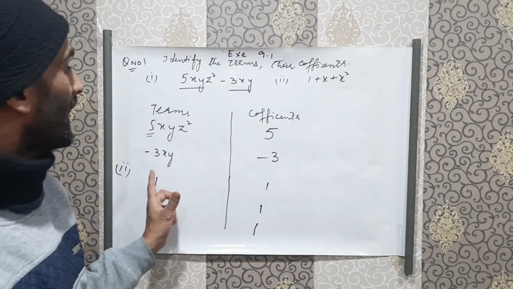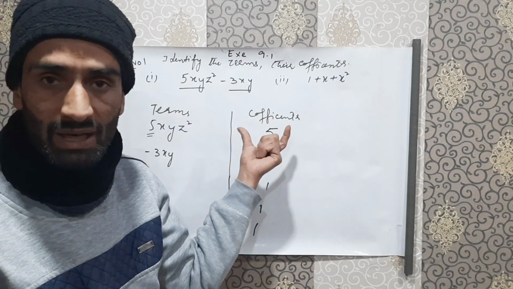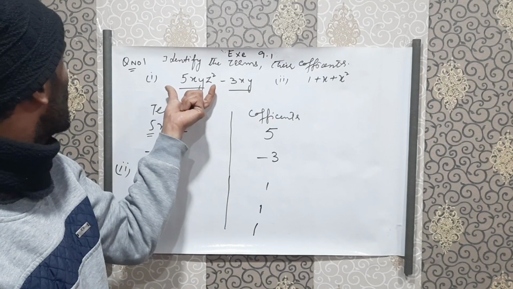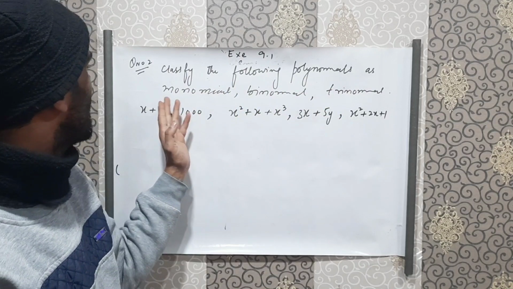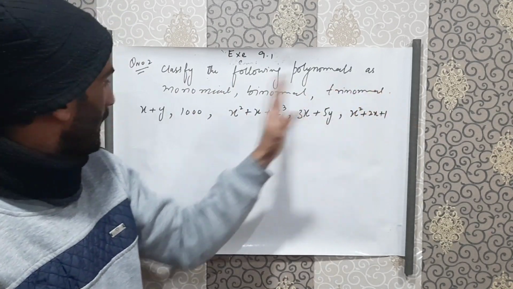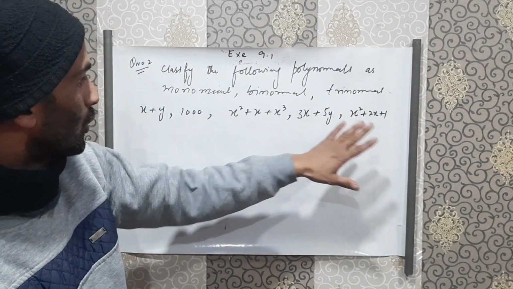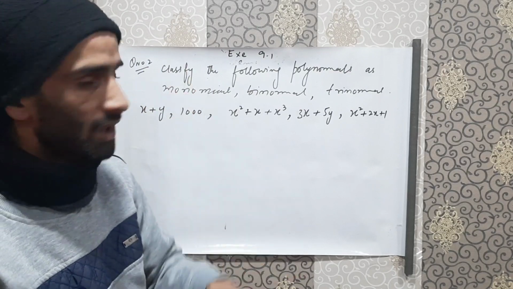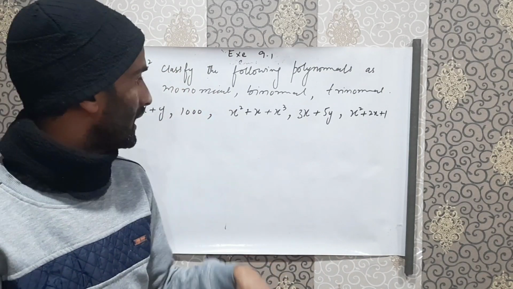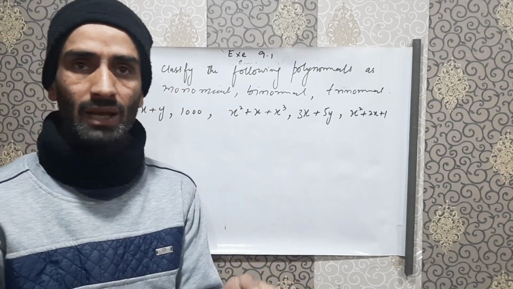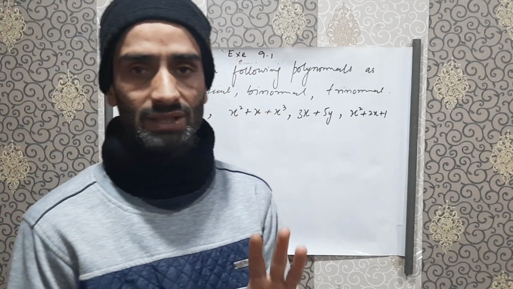This way, we can identify the terms and coefficients of algebraic expressions. This is question number 1. Now, the second question: classify the following polynomials as monomial, binomial, trinomial. I have written the polynomials myself. There are other polynomials in the book, but we have to learn here how to classify. We already learned in the previous lecture monomial, binomial, trinomial. Monomial means having one term, binomial means 2 terms, and trinomial means 3 terms.